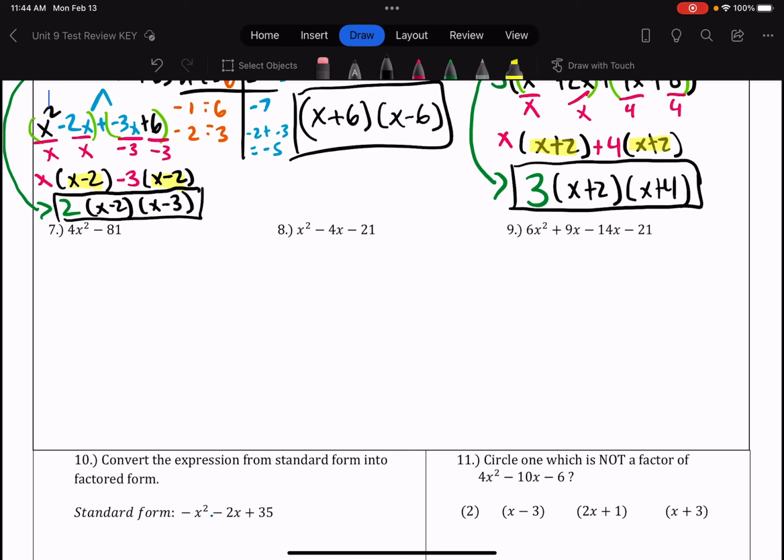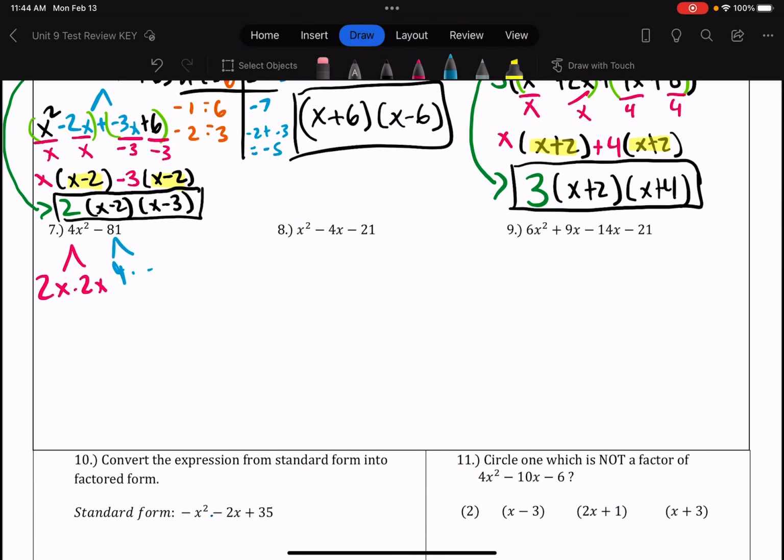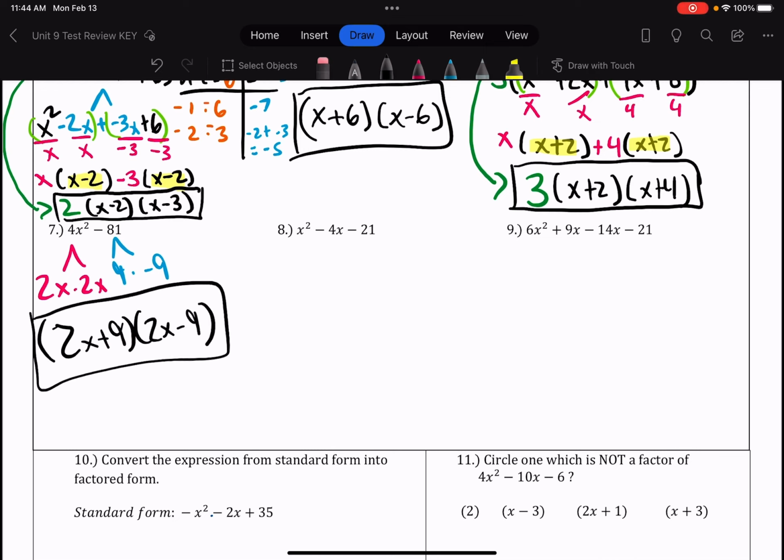Well, automatically, these are perfect squares. 4x squared, I know, can be written in its perfect square factors as 2x times 2x. And then 81 can be written as 9 times negative 9. So I can factor this as a difference of two squares as 2x plus 9 and 2x minus 9. Once again, it does not matter the order of those factors as long as they're both there.